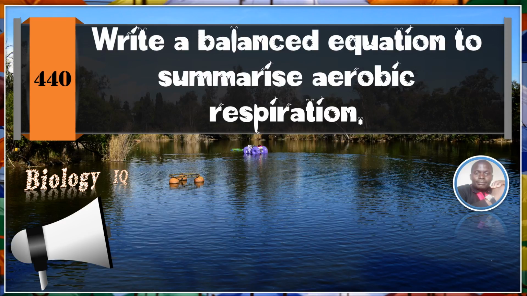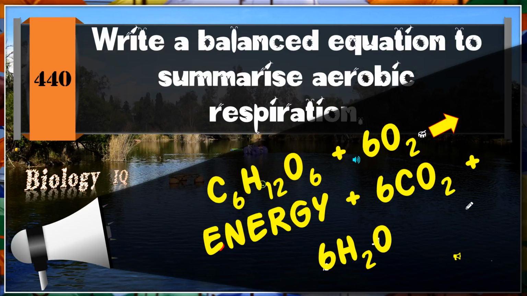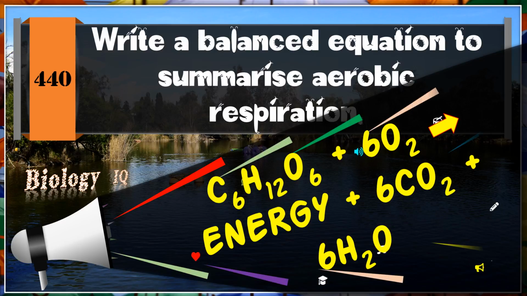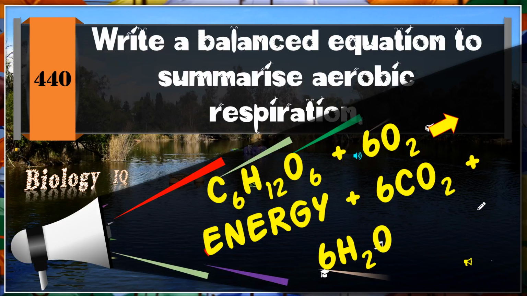Write a balanced equation to summarize aerobic respiration. One mole of glucose plus 6 molecules of oxygen, we get energy plus 6 molecules of carbon dioxide and 6 molecules of water.